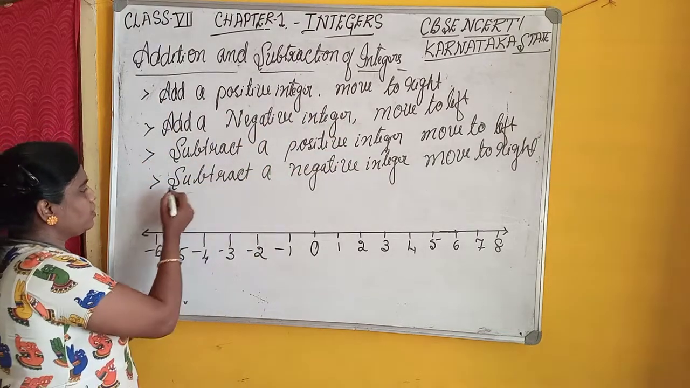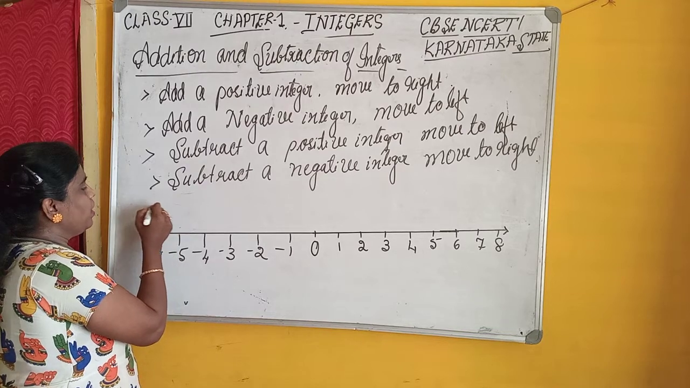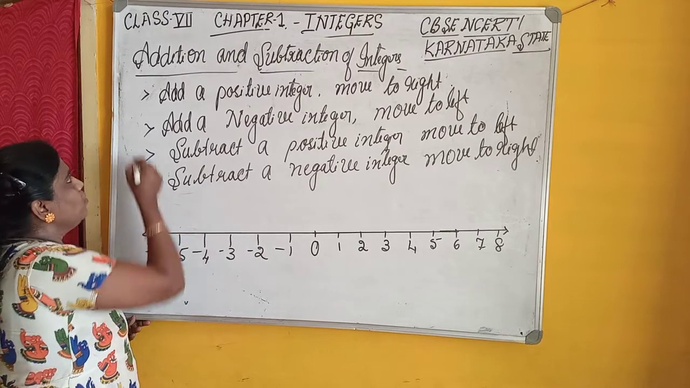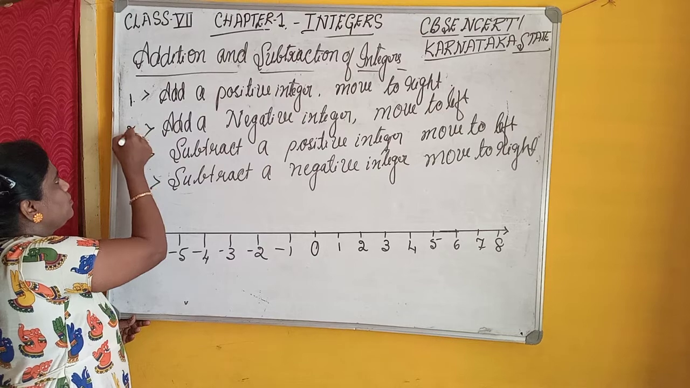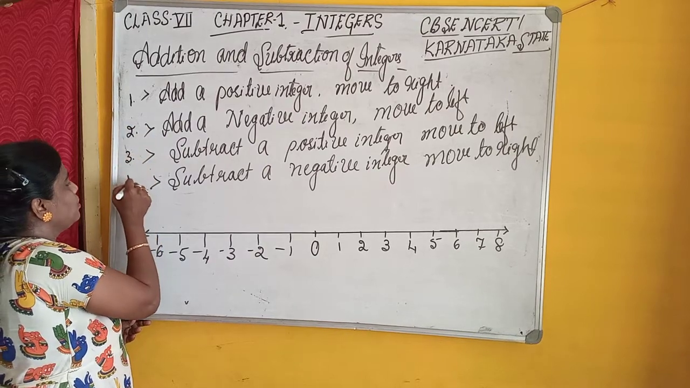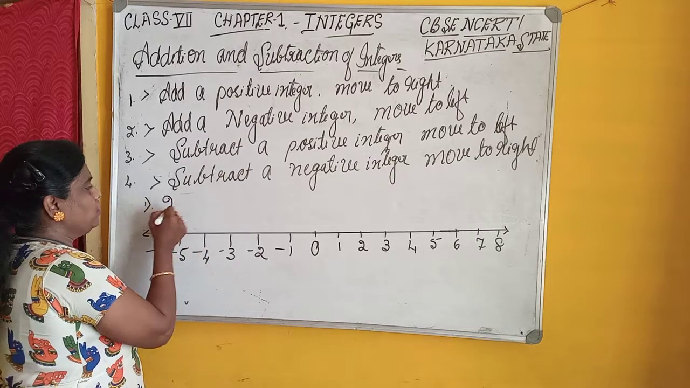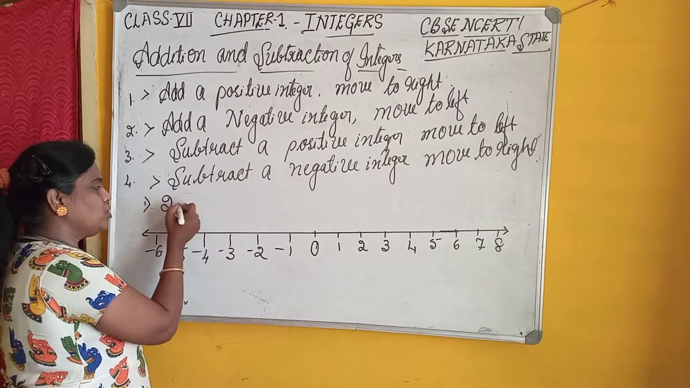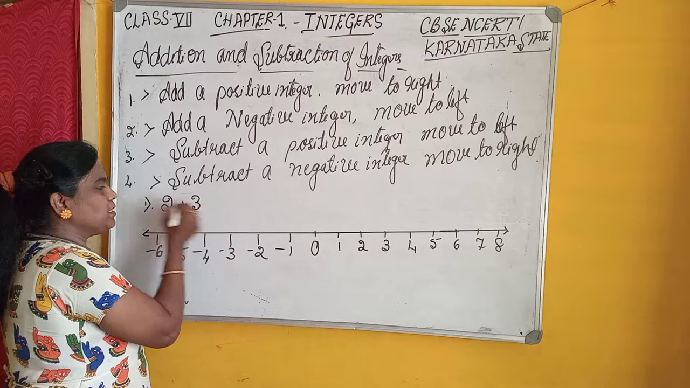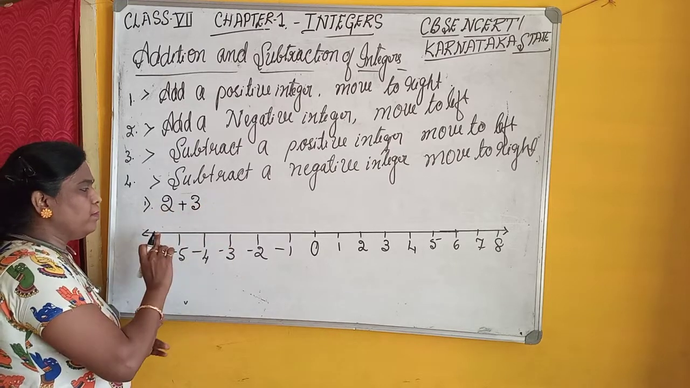Take an example for that. We have four points: the first point, second point, third and fourth. For the first one, we are adding a positive integer. For example, 2 is there, and we are adding a positive integer. Let's take +3. Therefore, what happens?